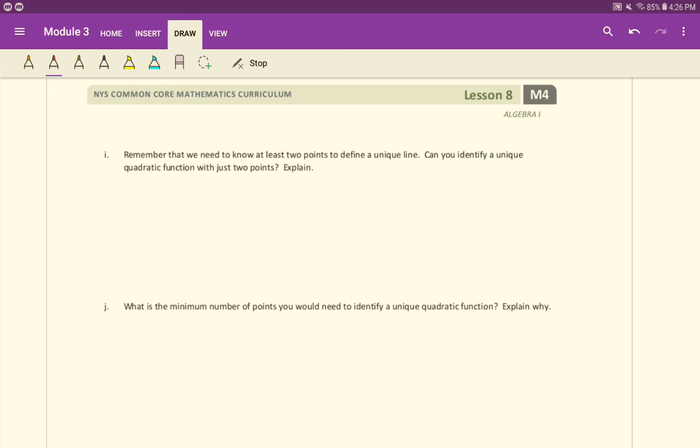Remember that we need to know at least 2 points to define a unique line. Can you identify a unique quadratic with just 2 points? No. A quadratic requires 3 points to identify.